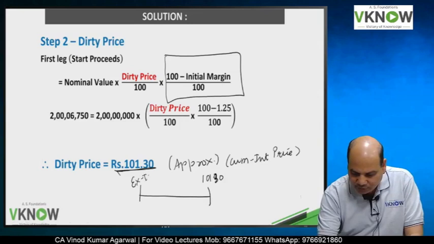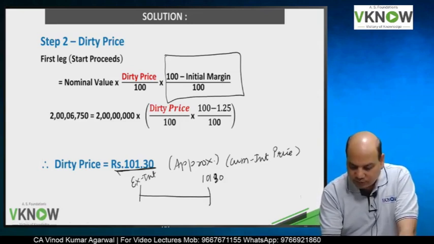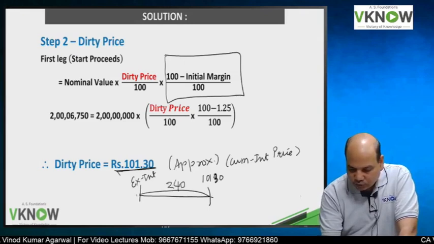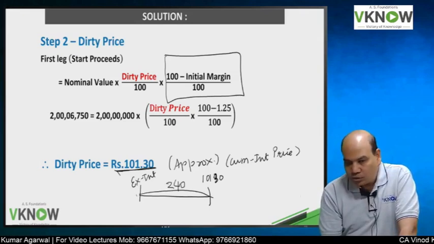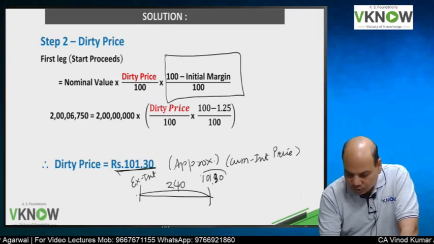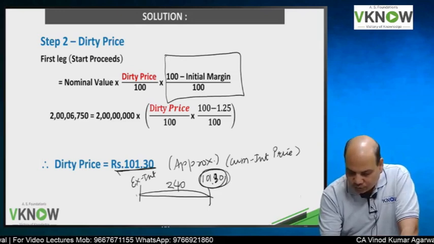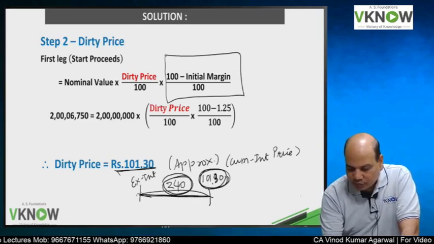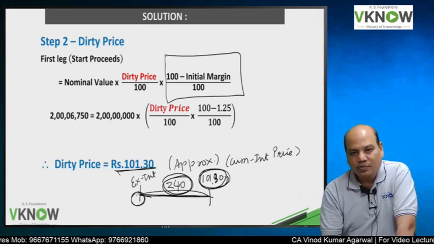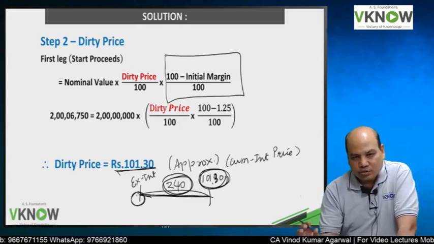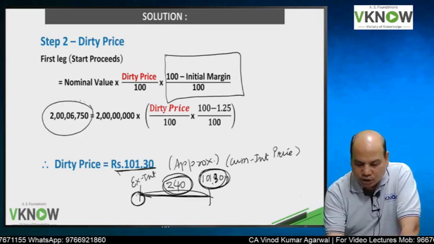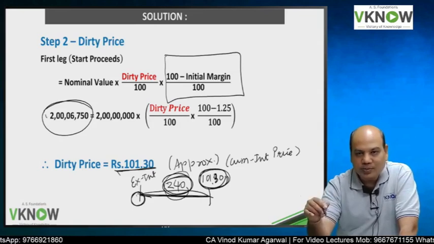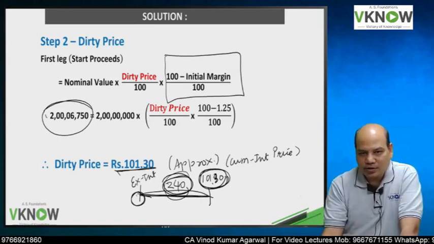And what will be the ex interest price? That is your last question, clean price. So in the problem they have said interest has accrued for 240 days. So if I deduct from 101.30 the interest accrued for 240 days, I will be able to reach the ex interest price. This amount includes accrued interest. If I remove the interest for 240 days from cum interest price, I will get ex interest price.